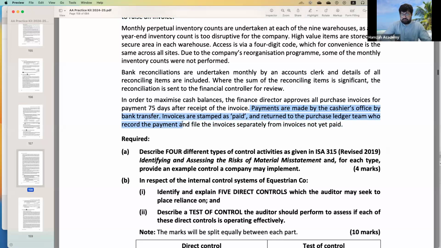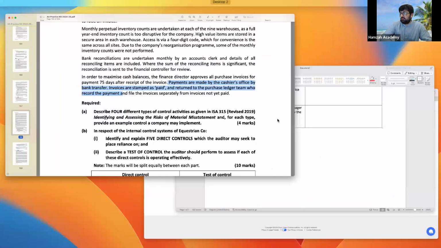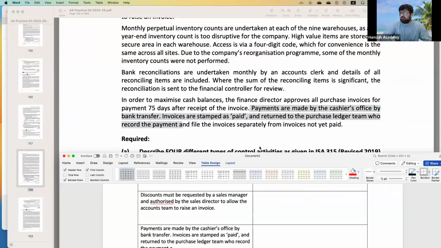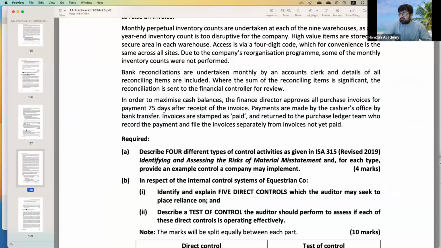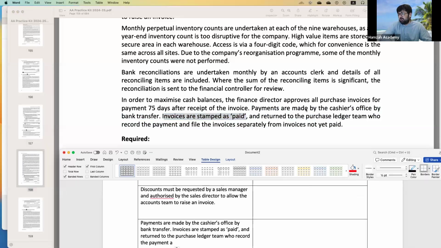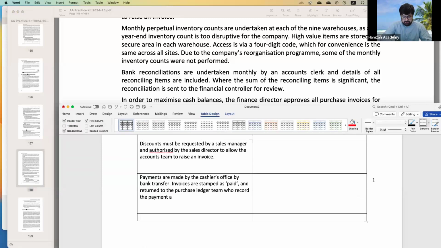Now, one more thing. They say invoices are stamped as paid and filed separately from invoices not paid. Very good. Something positive happening. I will explain, don't you worry.